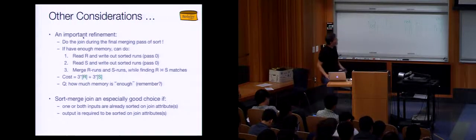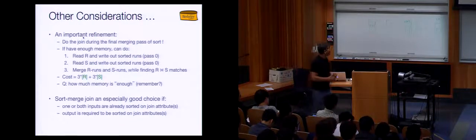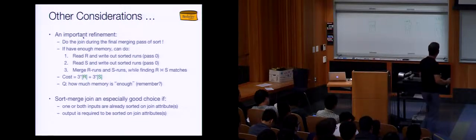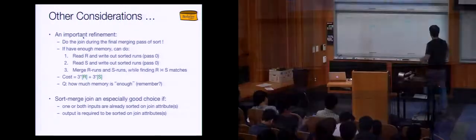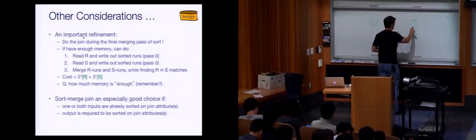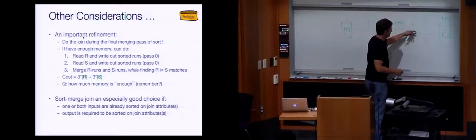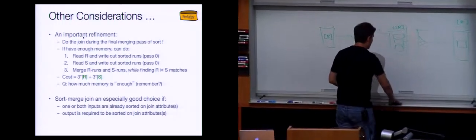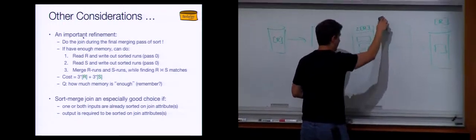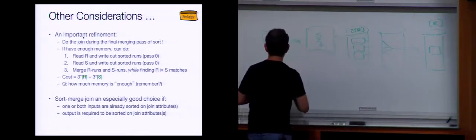Okay. So here's an important refinement on sort merge that's going to make it a bit cheaper. Why can't, when we're done generating these partitions of R, rather than merging R and generating an output, why don't we just do the join right here? So look, we're going to do the same thing for S.